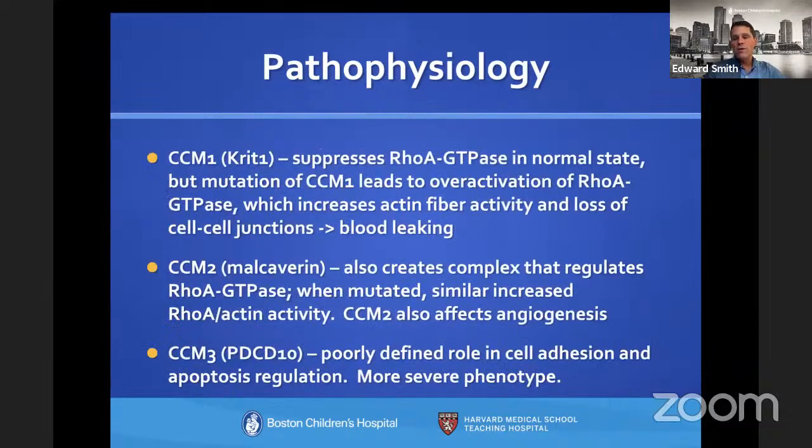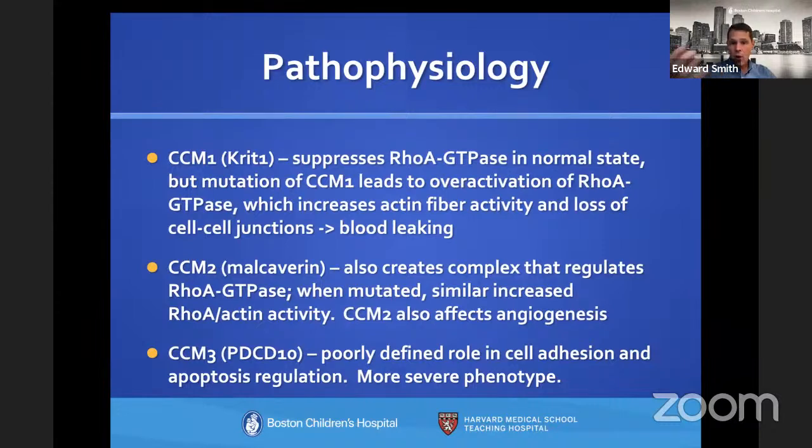Just to sort of go over this, and again, for the trainees, this is a very important boards question for exams, but for the understanding of the genetics, I think it is important to know this. So CCM1 essentially inhibits this kinase in a normal state. And so when you have this mutation, this kinase gets overactive, and this fiber of actin basically becomes too active, and you lose connections between cell-cell junctions. And this is why these things leak.